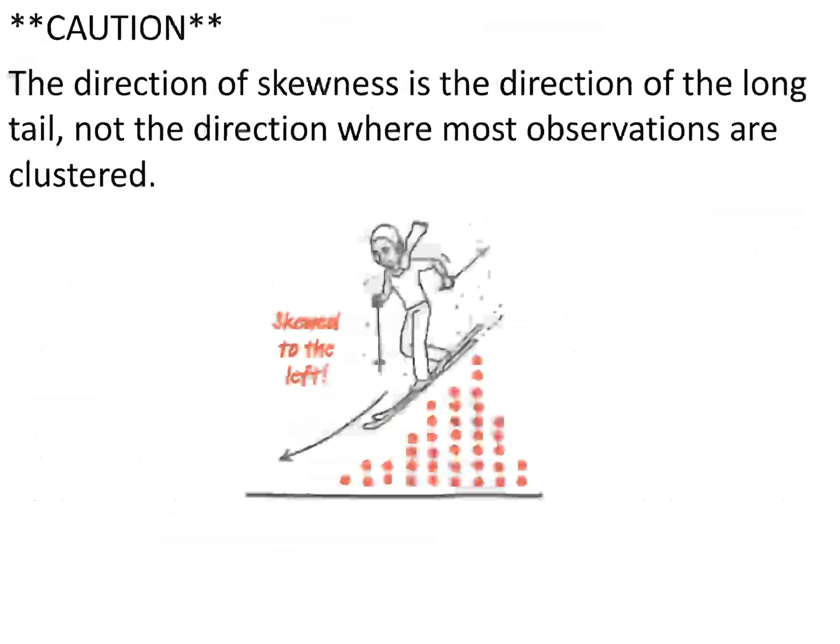So you need to be cautious. The direction of skewness is the direction of the longer tail, not the direction where the observations are clustered. So think of a skier. He's skiing down the left side of this mountain, so this is skewed to the left.